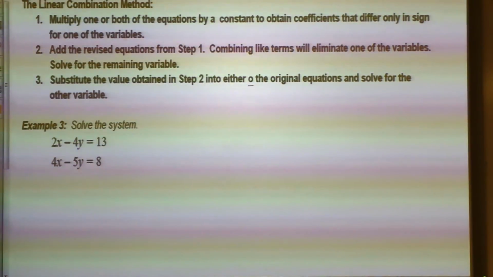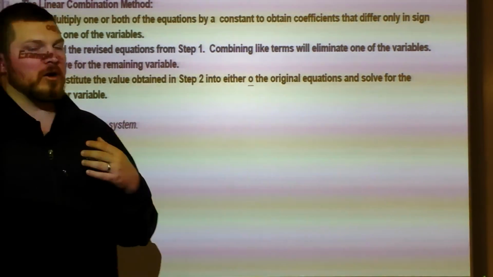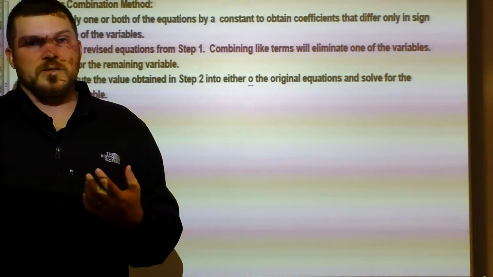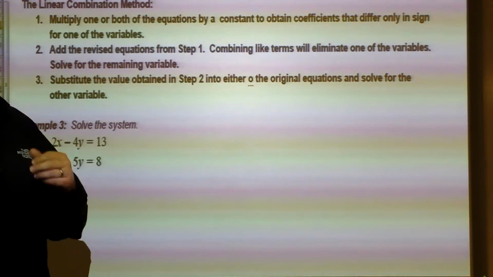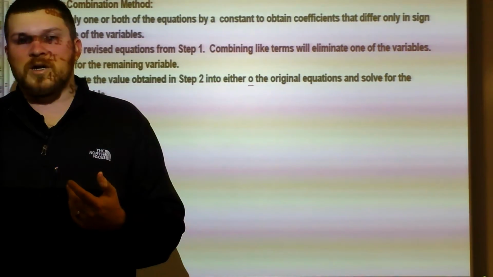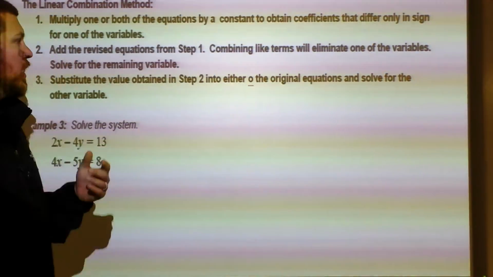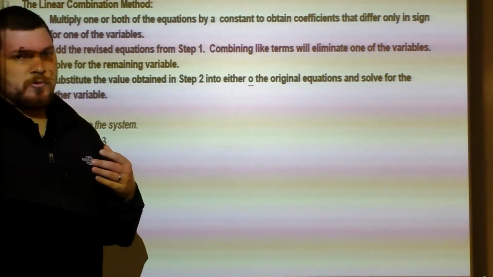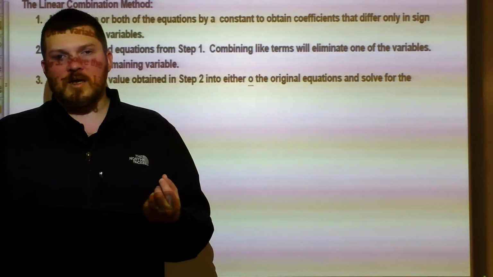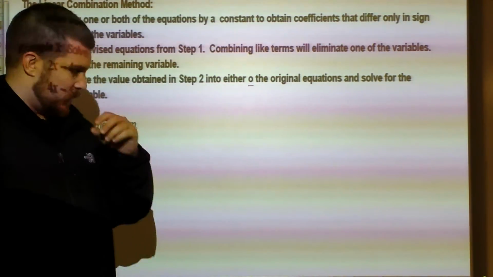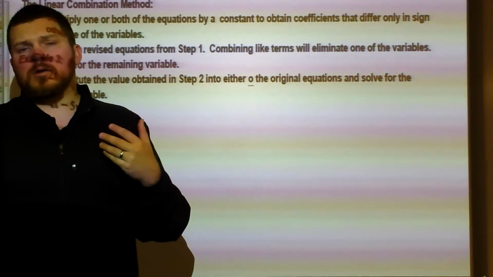So what we're going to do is multiply one or both of the equations by a constant to obtain coefficients that have opposite signs. That's where the elimination comes from. We're going to add these two equations together, and hopefully, if we've done it right, one of the variables will eliminate or cancel out. Then we solve for whatever variable remains, and once we know one of the variables, we can go back in, plug in, and solve for the missing variable.